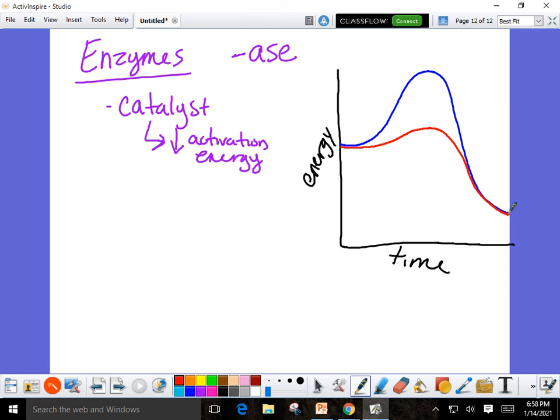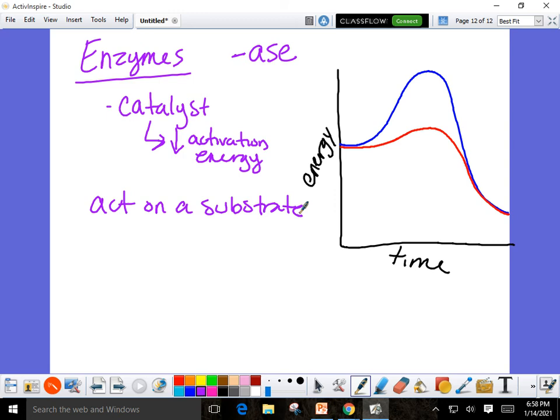So enzymes act on a substrate. Again, that substrate is usually what the enzyme is named after. So here in a little bit, just a few minutes, I'm going to give you a couple of enzyme names and talk about them. But they're named after what they do, what they break down.